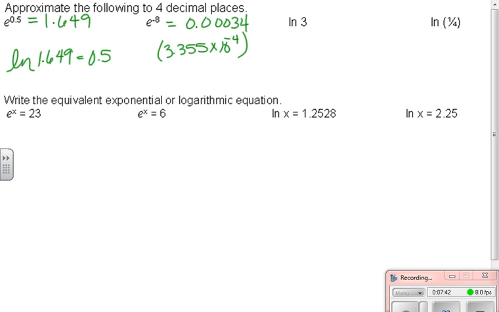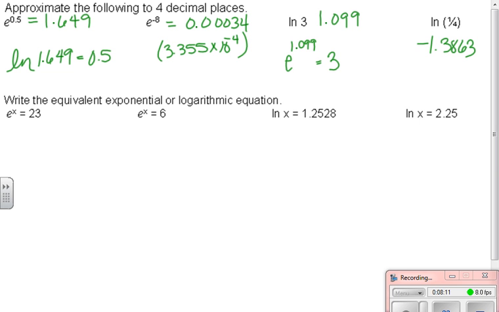The natural log of 3 is 1.099. Remember, that means e to the 1.099 power is going to be 3. The natural log of 1/4 is negative 1.3863. So that's straight calculator work. Write the equivalent expressions in exponential or log. So now we're going to move back and forth between our forms.